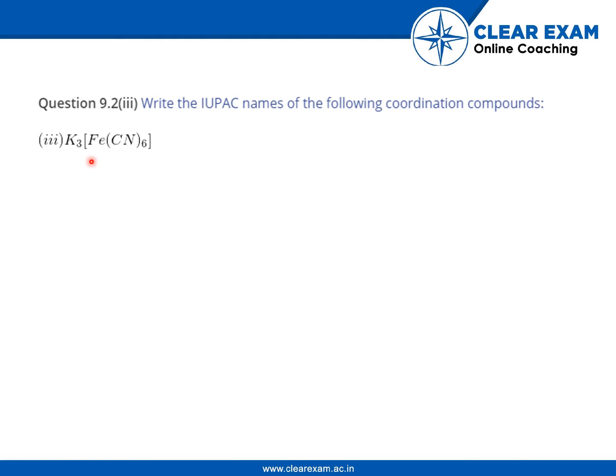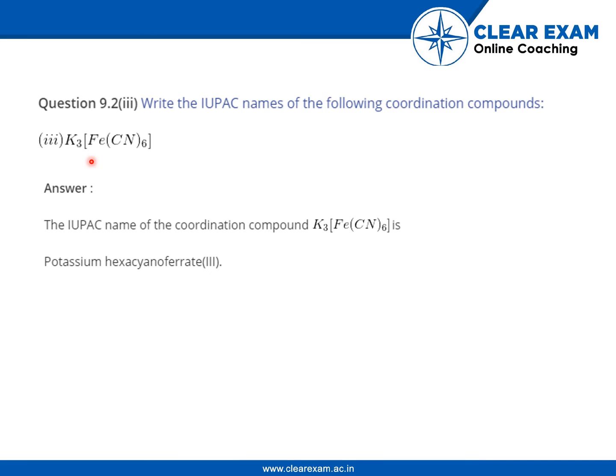Now K3[Fe(CN)6]. As I said, the positive part of the coordination compound will be written first. Here we know that the ionization sphere has +3 charge due to potassium, 1 into 3, and the coordination sphere will contain -3 charge. First we will write the positive part, so obviously potassium. In the ionization sphere we don't have to write the number of atoms present, so only potassium. Now we will move on to the negative part.